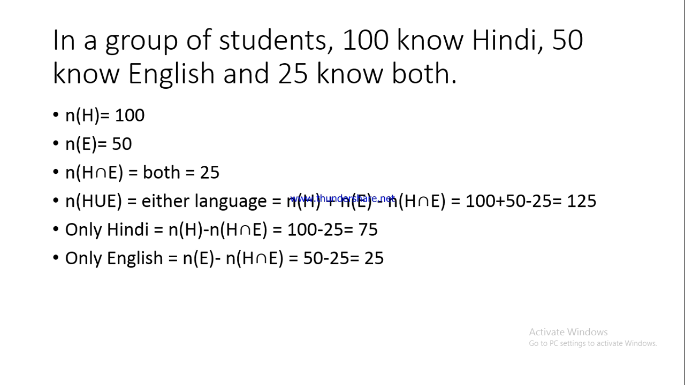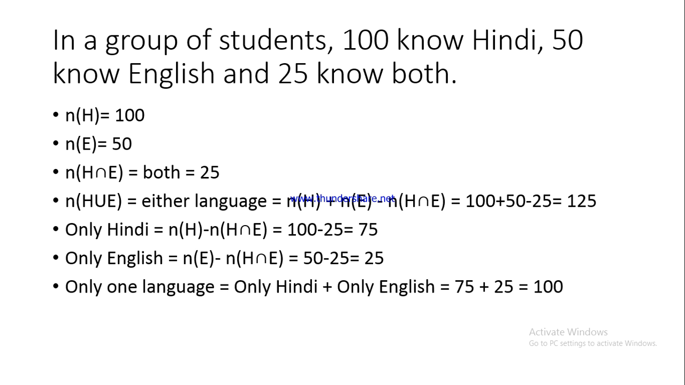Only English, again this time if you have to find out only English, you'll have to deduct n(H intersection E) from n(E). Now n(E) you already know, second line, 50, and H intersection E is equal to 25 from the third line, and this way we'll get the value 25 as our answer. Students who speak only English is equal to 25. Only one language means you simply have to add them up, only Hindi plus only English, and then you will get 100.